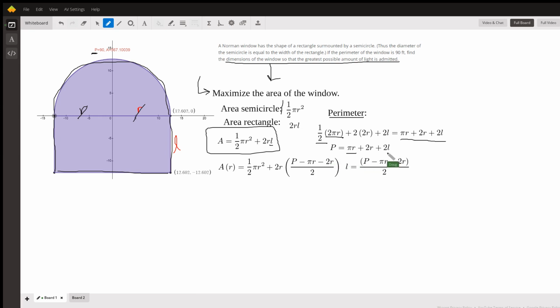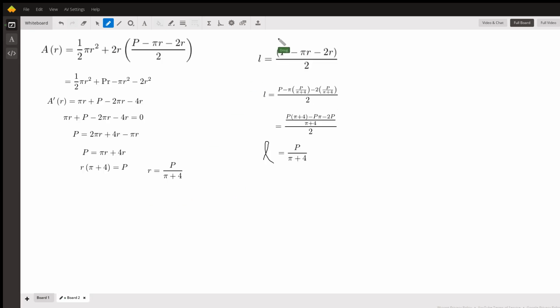So if we want to solve for L, we can isolate the term containing L and divide by 2. So there's a formula for L. And we want to substitute that into this formula so that we have A depending on R. So there's our area function depending on R. We can simplify that a little bit, which I've done on board 2. So distribute this 2R, or these 2's cancel out. So we get PR minus pi r squared minus.